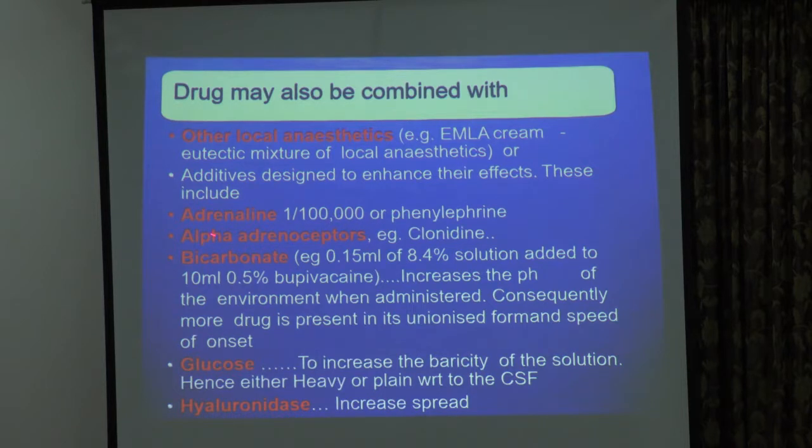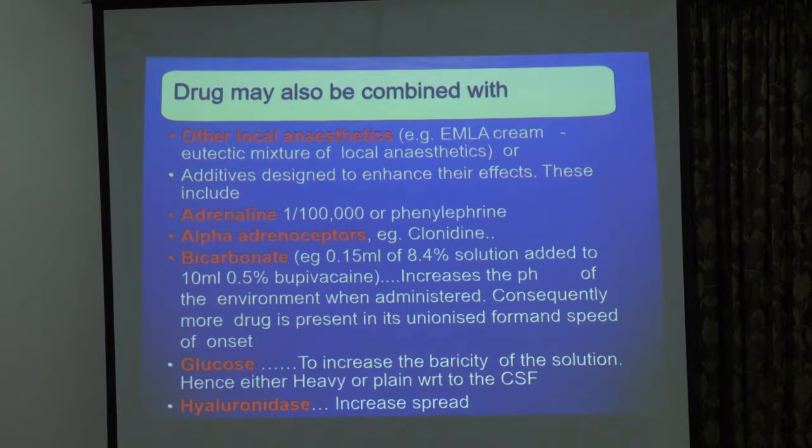You can also add adrenaline. The surgeons do it a lot. They want local anesthetics with adrenaline so that they can give a lot of it and have enough time. Not only adrenaline, you can even add phenylephrine, also clonidine, which is an alpha-2 agonist. You can also add bicarbonate, of course, to make it basic, to increase its unionized form.